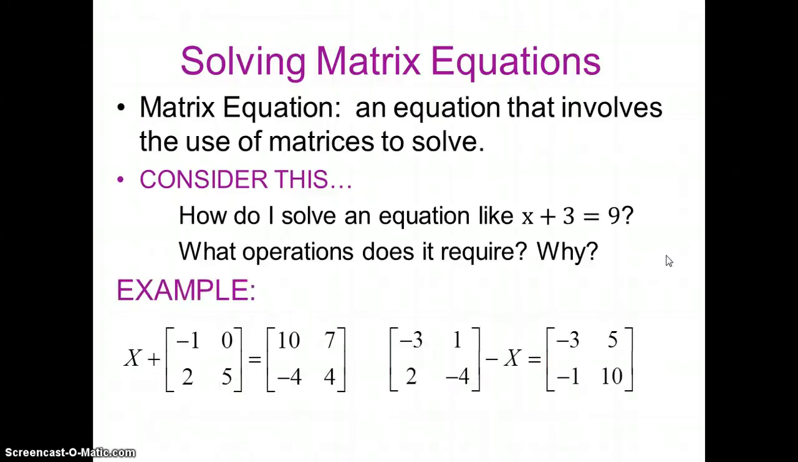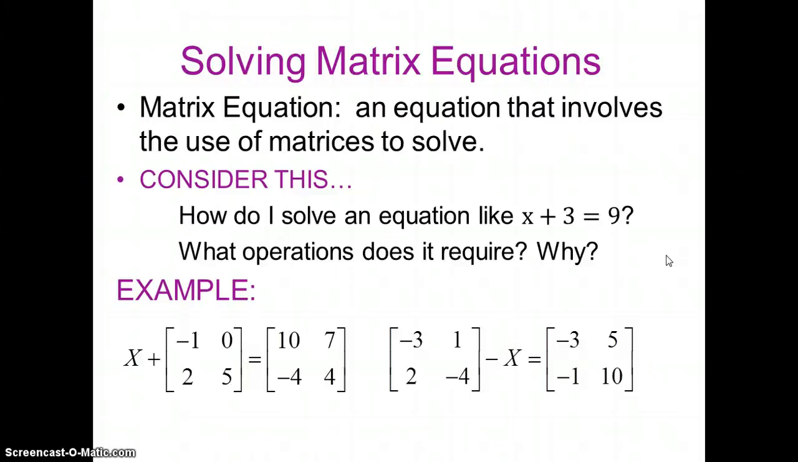When I solve a matrix equation, like the two I have here, the process is still the same. This equation is asking me the matrix x plus the matrix negative 1, 0, 2, and 5 is equal to the matrix 10, 7, negative 4, and 4. So what I'm simply trying to do is find out what matrix x I can add to the matrix negative 1, 0, 2, and 5, so that I get 10, 7, negative 4, and 4.